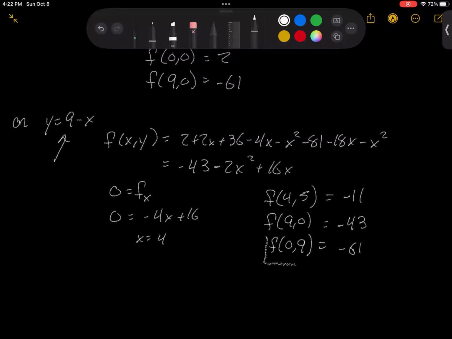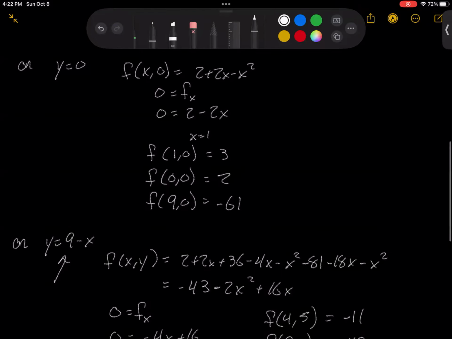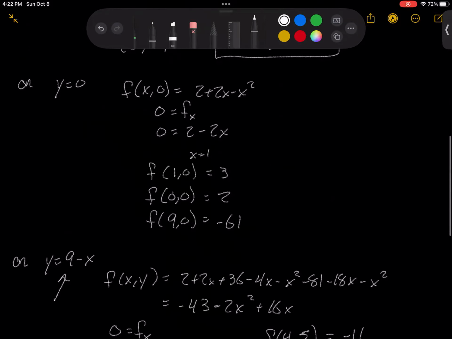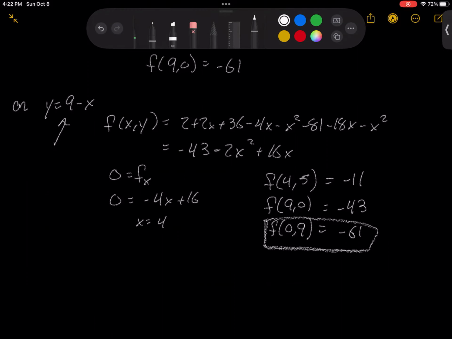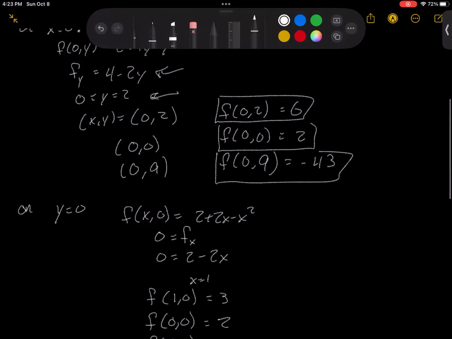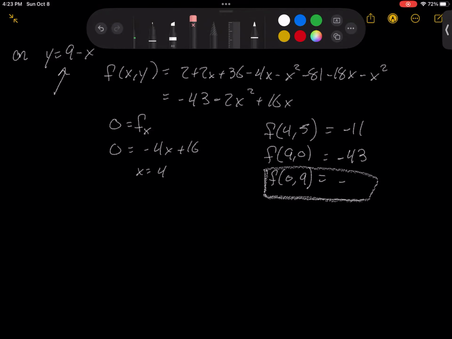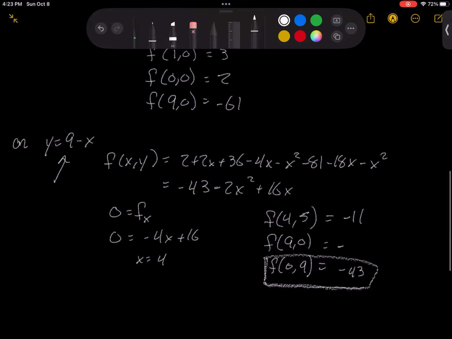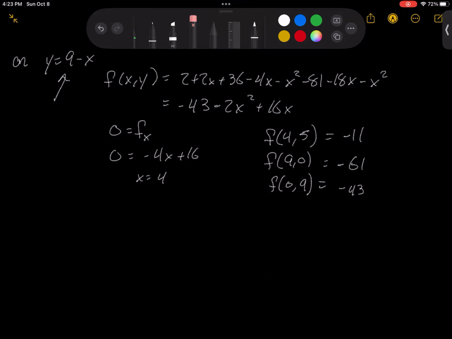So it looks like we have an absolute minimum at (0, 9). Right, we found that a couple different places. Oh, wait, I have (0, 9) giving me 2 different values. Oh, silly, okay. Yeah, you probably are thinking, hey, slow down. This was (4, 5), (9, 0), or actually, no, (0, 9). Yeah, that's what I wanted. Where's (0, 9)? Minus 43. I just wrote down the wrong number. And then the (9, 0) is the minus 61. Okay, almost said something wrong there.